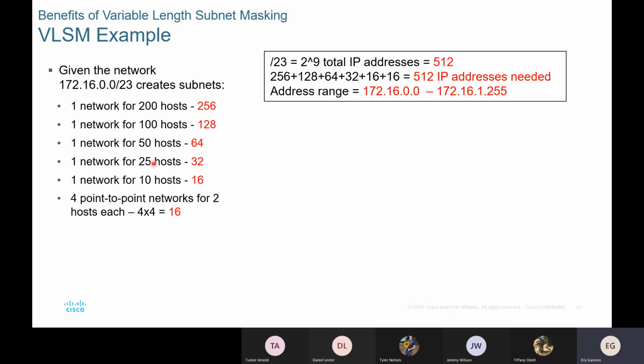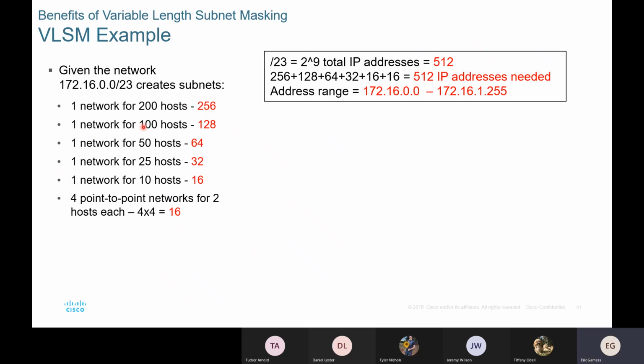I have 1, 2, 3, 4, 5 departments. For the first department, they need 200 host IP addresses. Can I give them exactly 200? No, because it has to be a power of 2. So what is the power of 2 that is bigger than 200 and is the smaller one? 256. So to this network, there is a requirement of 200 valid IP addresses, and I will give them a total of 256 IP addresses.